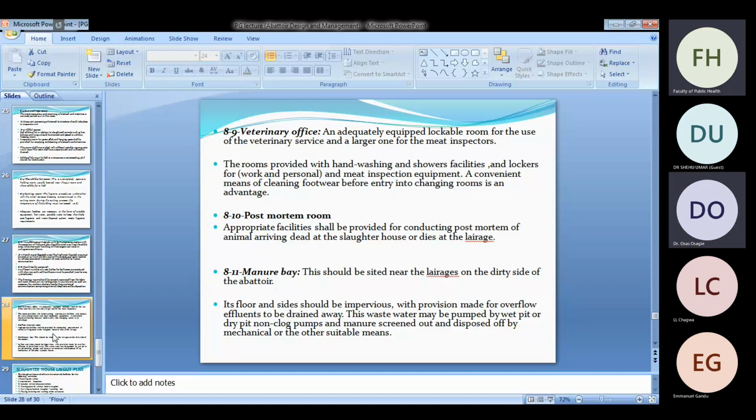I'm just trying to describe how the floor is going to be. It will be built in a place that allows the flow of effluents, because manure from the abattoirs is bound to have water seepage from it. They can be screened and can be disposed of manually or mechanically.